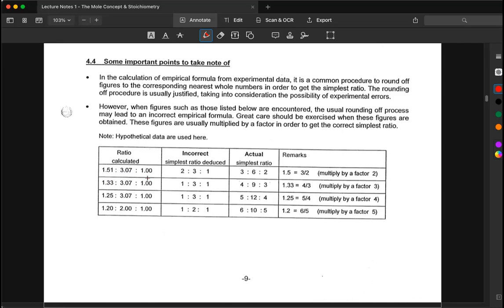So some students might just round off to 2, 3, 1, okay, which is not correct. By right, you should times 2 throughout. You need to multiply by a factor of 2, and not just round off 1.5 to 2. It's too far already. Okay, mathematically wrong. If you consider the ratio, you need to times 2 throughout to get this. Okay, if you have 1.33, 3.07, 1, something like that, then you times 3 throughout.